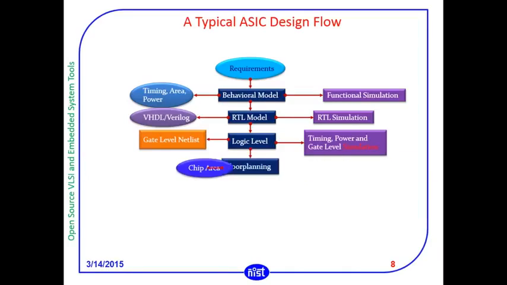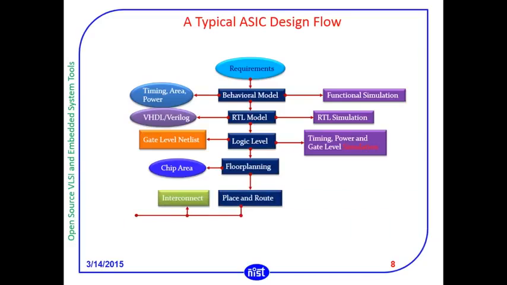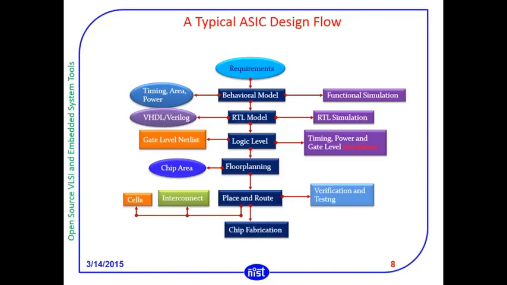Floor planning, you do the chip area, then place and route, then basically interconnect cells and all that you will look for. Verification and testing, you will do it, and it goes to the chip fabrication. This is one of the ASIC design flows. I am not going into details of this one for the time being. We'll talk about this later on.